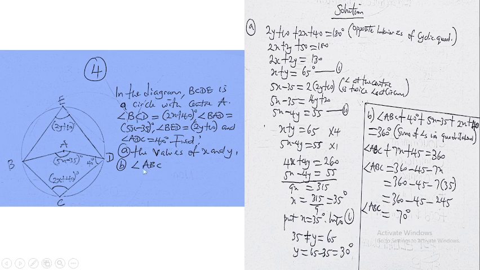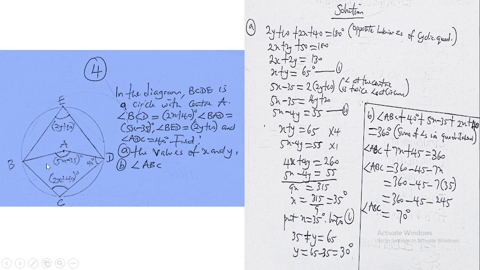Question B says that we should find angle ABC. A, B, then C. We are looking for this angle here. How do we find that? It's very simple as well. We can see that this also is a quadrilateral: 1, 2, 3, 4. This is a quadrilateral.